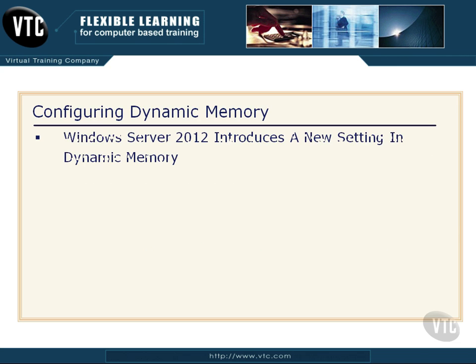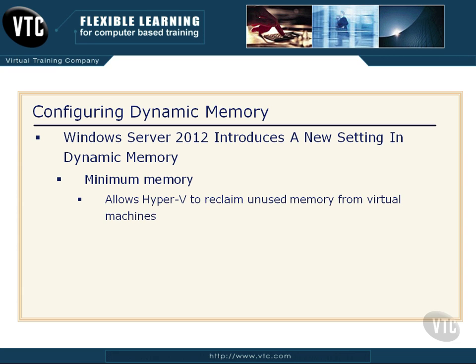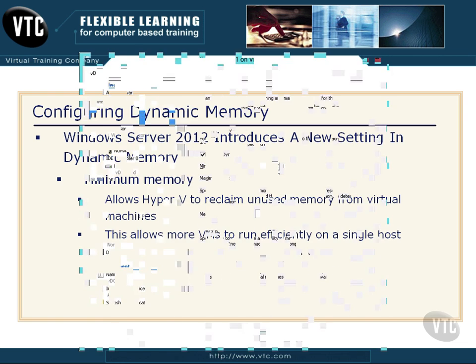once they started up. So Windows Server 2012 is introducing a new setting in Hyper-V in the dynamic memory section, and that new setting is minimum memory. This allows Hyper-V to reclaim unused memory from the virtual machine because now it knows the floor. It can reclaim down to this much, but it has to leave a certain amount of minimum memory there for the machine to run. And this allows more virtual machines to run efficiently on a single host.